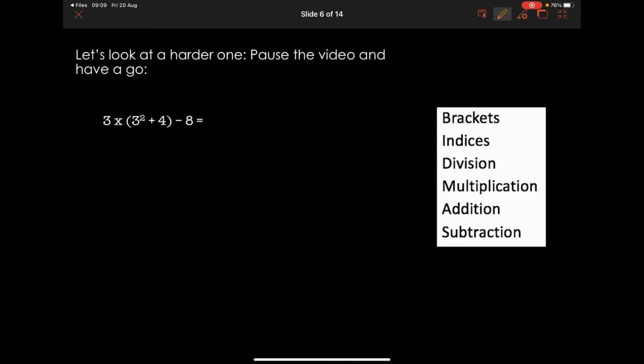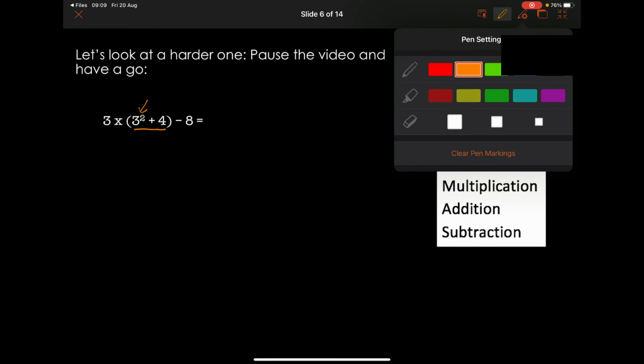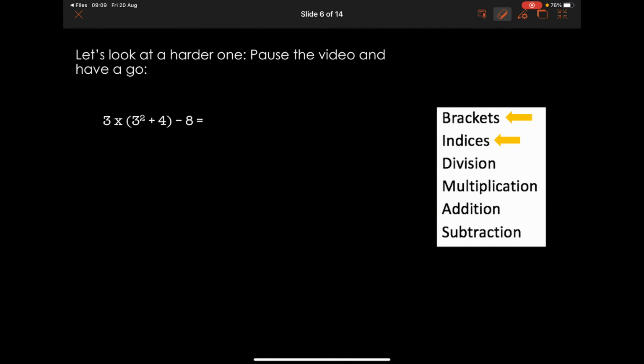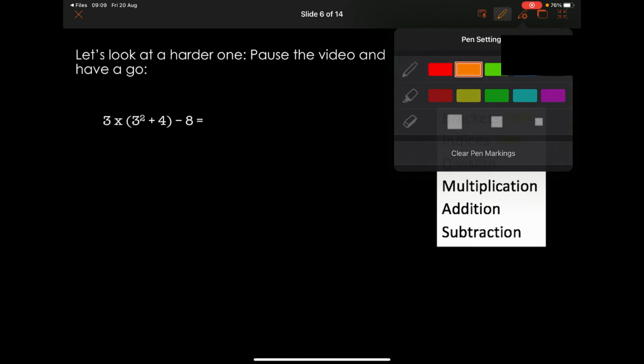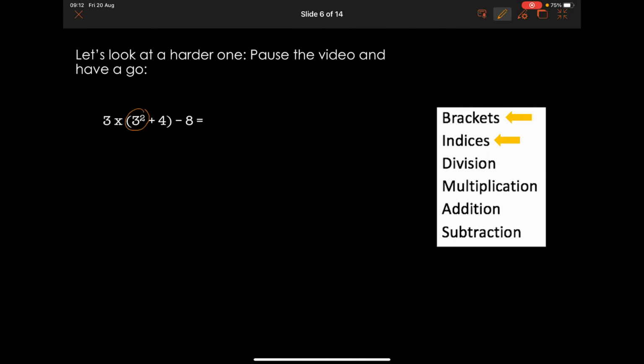All right, if you've had a go at that, let's have a look first then. Now, we've got brackets here, which means we have to do the brackets first. But inside the brackets, we have some indices, which means that's the first bit we have to do in the bracket. We can't do 3 add 4 and then square. We have to do 3 squared first and then add 4, which might sound obvious to some of you, but anyway. And 3 squared is 3 times 3, which is 9.